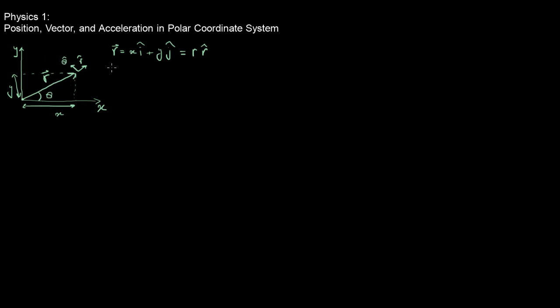Now the velocity vector was v equal dr divided by dt. And since i hat and j hat did not change with time, because it was always in the same direction, it was easy in Cartesian coordinate system to take derivative of the r vector. So it was just the derivative of the x component and the derivative of the y component. Now let's go and take a derivative of the other side.